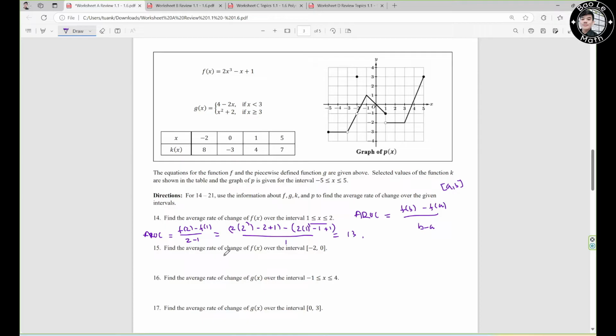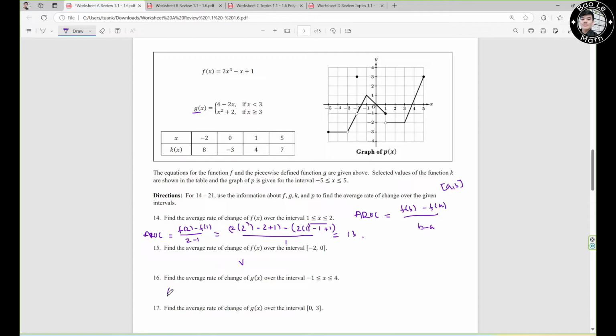Now, question number 15 is going to be similar to question number 14, so I'm going to leave it for you. Now, question number 16, find the average rate of change of the function g of s over the interval negative 1 to 4. The function g of s is a piecewise function. So now we're going to use the formula.